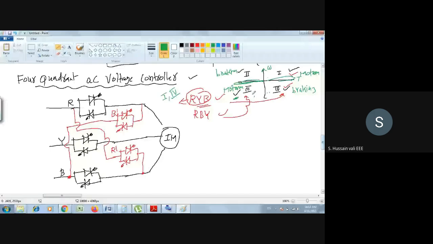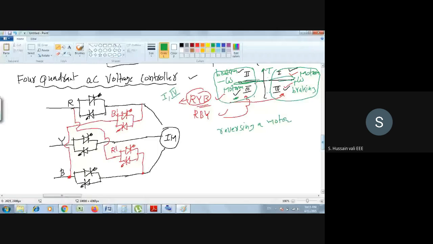So by changing the phase sequence, reversing a motor. Otherwise you have to take this as torque and this as speed. In this case, in the first and fourth quadrant the speed is positive, whereas in the second and third quadrant the speed is negative. So minus omega, plus omega. You have plus omega when the 1 and 4 quadrants are operating, and minus omega when the 2 and 3 quadrants are operating.